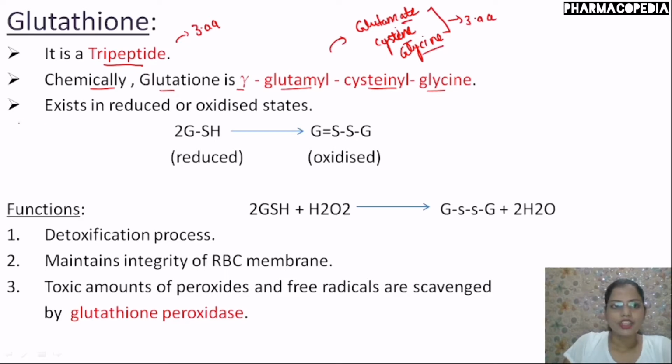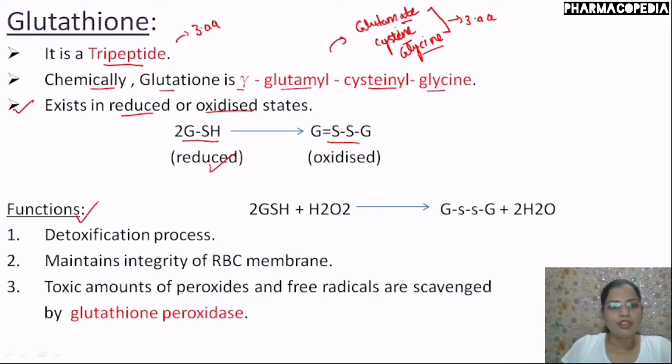The third point is that glutathione exists in both the reduced and the oxidized state. This is the reduced state of the glutathione. This is the oxidized state. The reduced state is of great significance as the function is performed by the reduced one. And these are interconvertible, a reversible process.